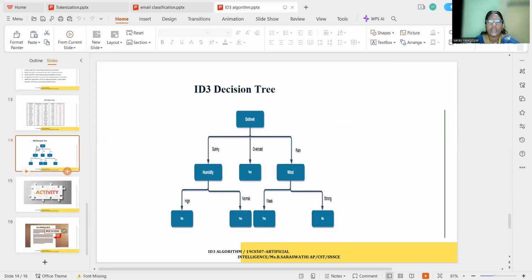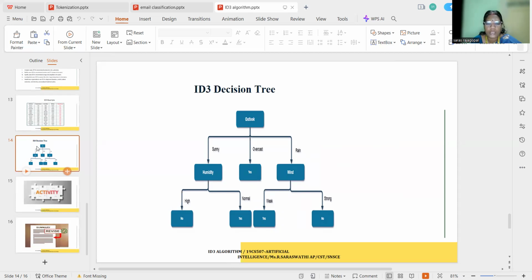First, we have to select the attribute based on the information gain. The attribute whose information gain value is highest will be taken as the root node or decision node. Outlook has the highest information gain, so we take it as the decision node or root node. The root node has three values: sunny, overcast, and rain. Humidity has a very high information gain value, and wind also has a very high information gain value. The entropy value is also very high. So we treat humidity and wind as the next nodes.